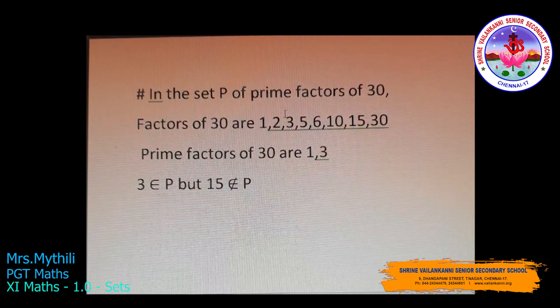Let's see another example, the set P of prime factors of 30. The set of prime factors is denoted by capital P. So what are the factors of 30? Factors of 30 are 1, 2, 3, 5, 6, 10, 15, 30. We have to write the prime factors of 30, which are 2, 3, 5. These are called the elements. Then we can say 3 belongs to capital P. But 15 does not belong to capital P. So we can say 2 also belongs to capital P.